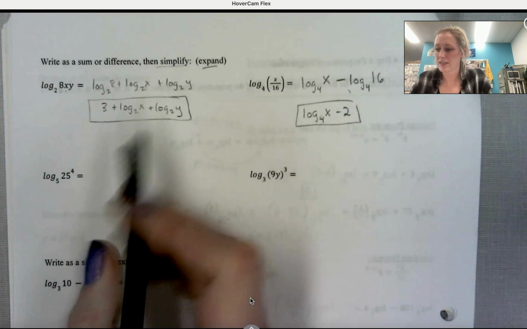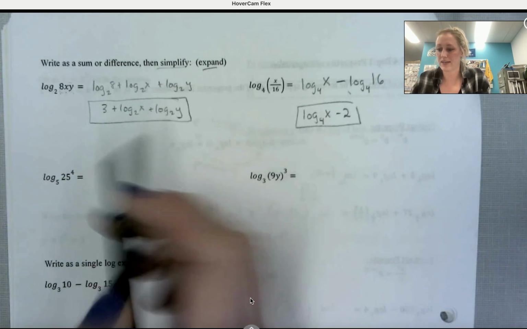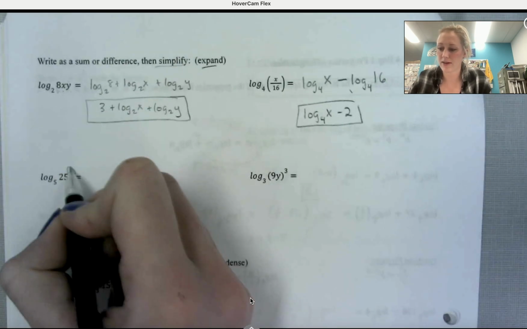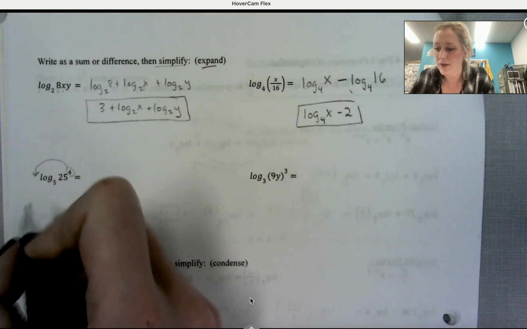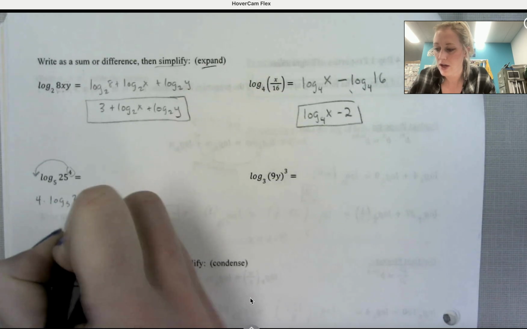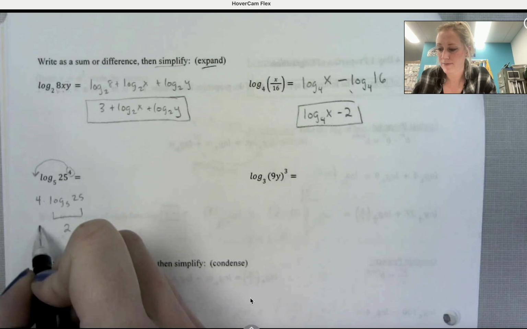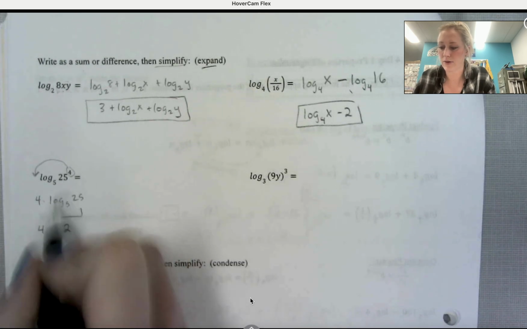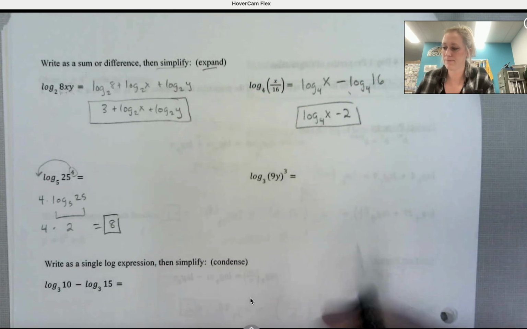Okay. Expand this one, I can't write as a sum or difference, but we can expand. Anytime I can pull an exponent down, that's considered expanding as well. So we have 4 times log base 5 of 25. We can evaluate this one. 5 to the second power is 25, so the log base 5 of 25 is 2. 4 times 2 is 8.